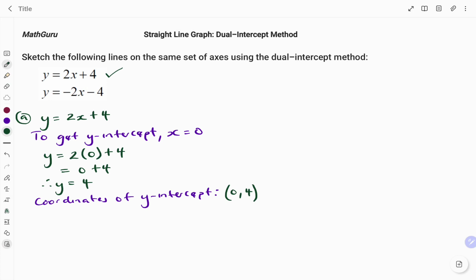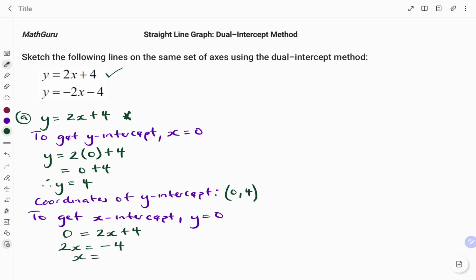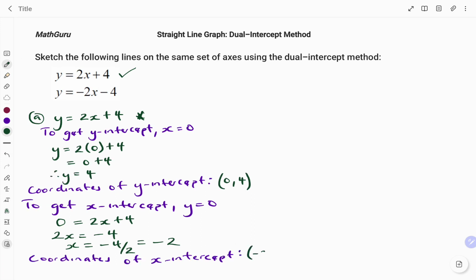I'm going to do the same to get my x-intercept. To get the x-intercept, the value of y equals 0. So going back to my equation, I have 0 equals 2x plus 4. Remember, I'm still using the equation of the first straight line. Then using the balance method to find x, I have 2x equals negative 4, dividing both sides by 2. I have negative 4 divided by 2, so therefore the value of x will be negative 2. The coordinates of my x-intercept will be x equals negative 2, and the value of y is 0. I've been able to get the important points for my dual-intercept method.